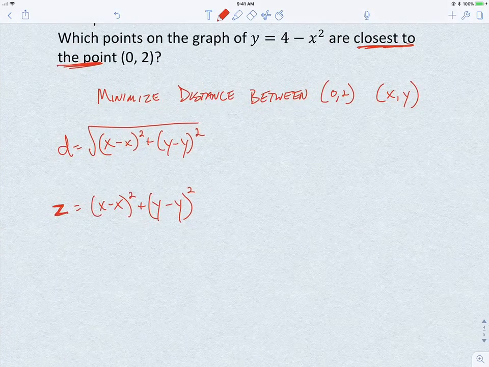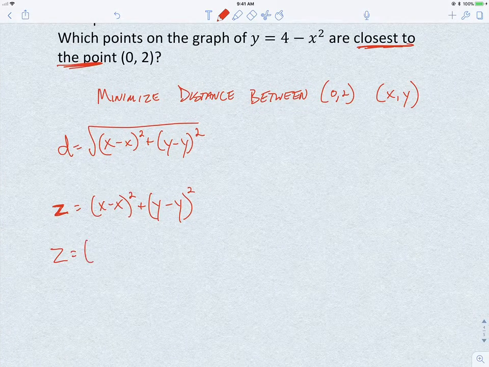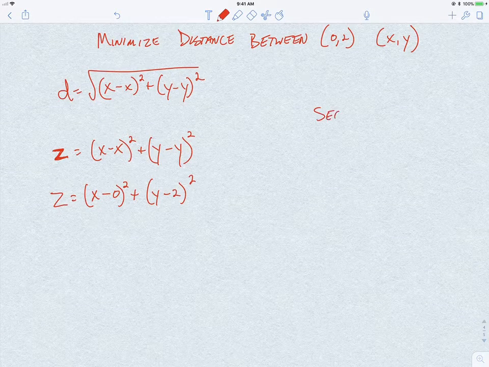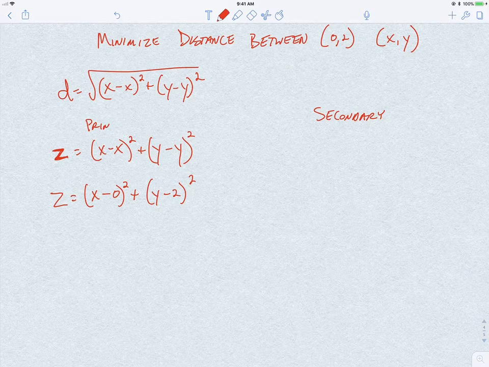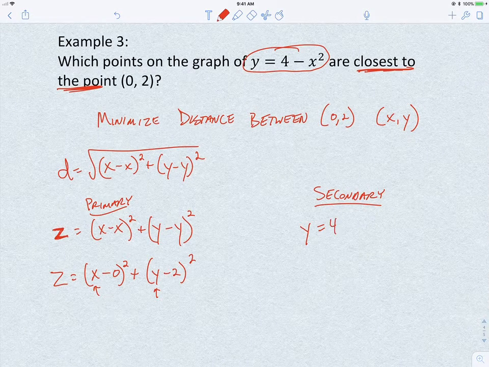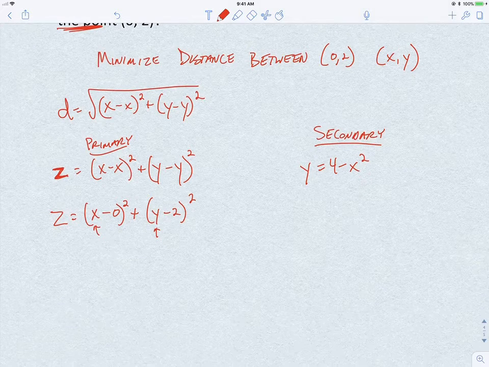So let's plug in our 2 points to this function z. One coordinate is x, the other one is 0. And then for the other point, the y coordinate is y, and the other one is 2. Now, we need a secondary function because our primary has two independent variables, an x and a y. So our secondary function is actually the idea that the constraint is the point has to be stuck to this curve. So we have to use this function as our secondary function.